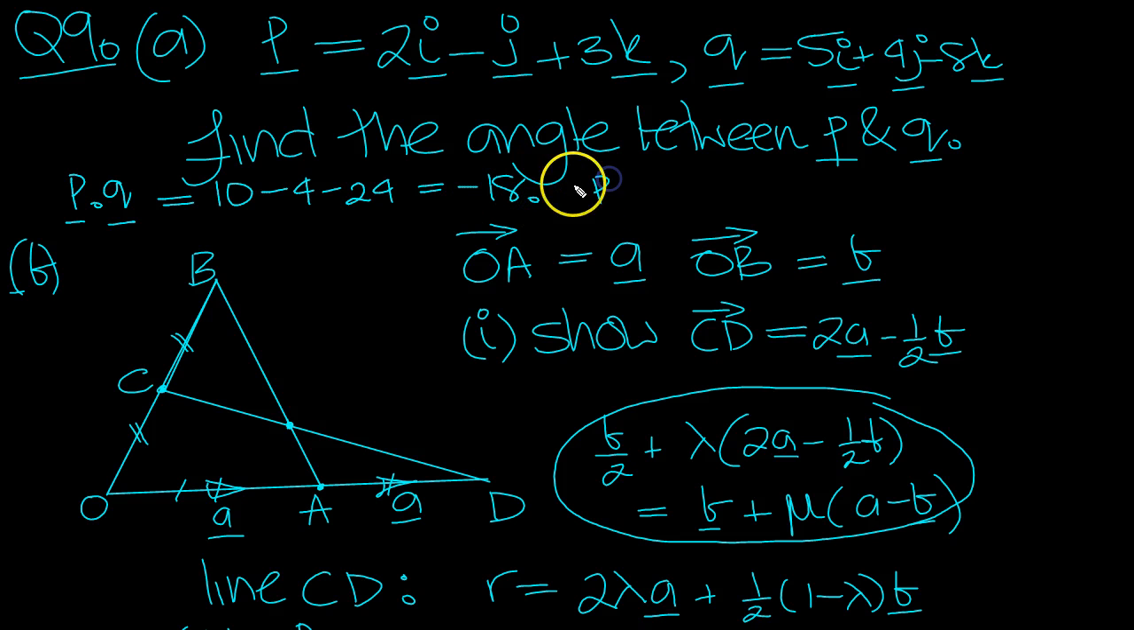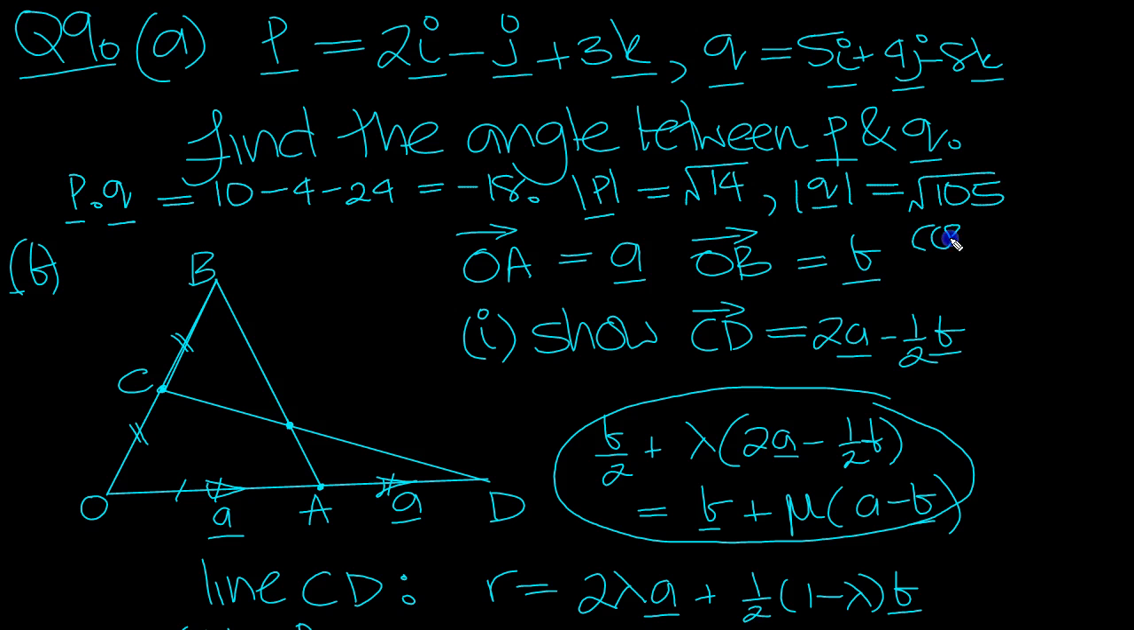And then the modulus of P will be the square root of 4, 1 is 5, and 9 is 14. The modulus of Q, which I'll squeeze in here, is equal to 25, 16, and 64. 64 and 16 is 80, and 25 is 105.